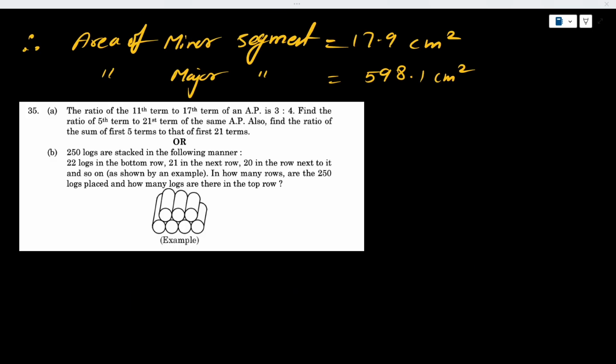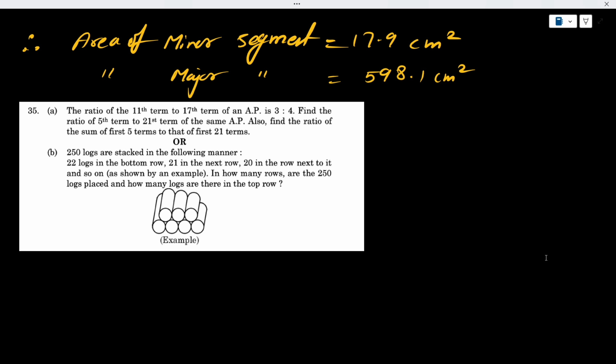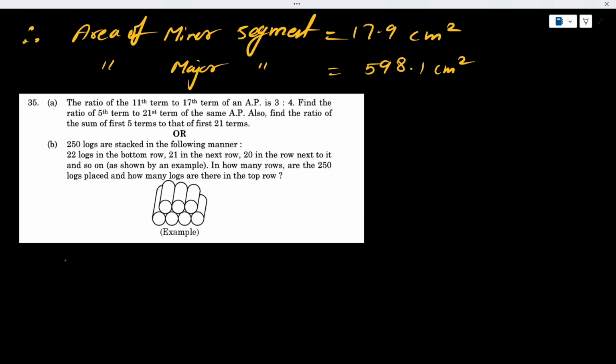Now this is the fourth question, which is question number 35. Both the internal choices are from arithmetic progression. What is given in the A part? First let us do the A part, then we'll go for the B part. So it's given here, question number 35A. The ratio of the 11th term to the 17th term of an AP is 3:4. So you can write down whatever is given. I'm directly starting here to solve it. So it's nothing but A11 by A17 is given as 3/4.